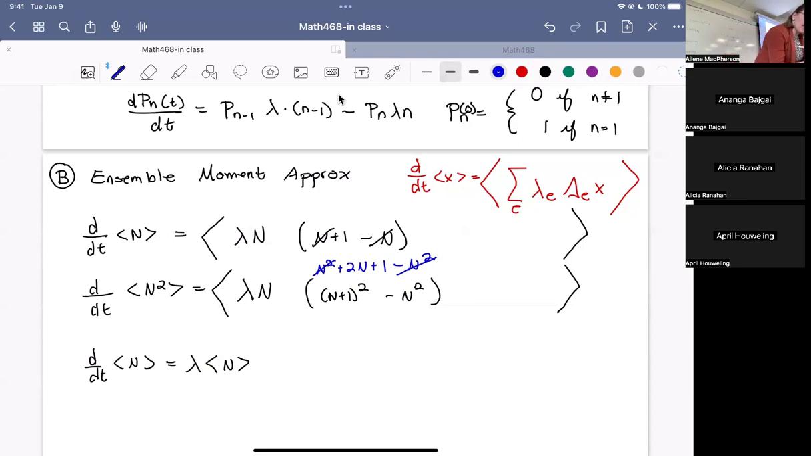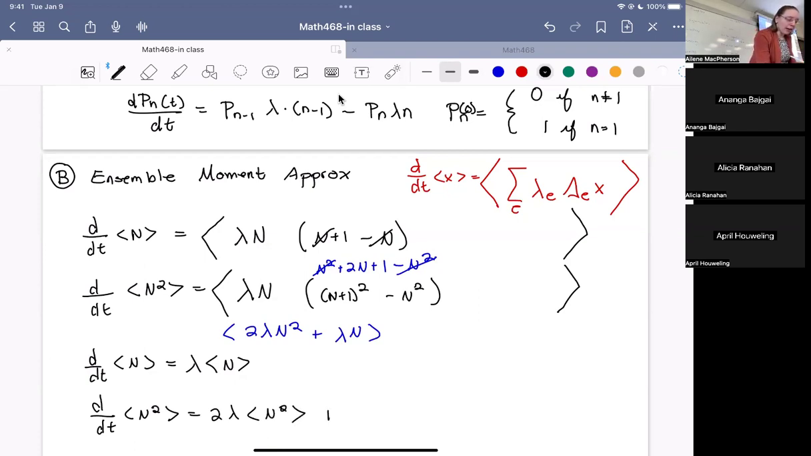And so I want to have the expectation of lambda n times 2n plus 1. Distributing that, we have 2 lambda n squared plus lambda n. This gives me the differential equation: d by dt of the expectation of n squared is equal to 2 lambda times the expectation of n squared, plus lambda times the expectation of n. You can always split up an expectation on the sum. You can always take out constants. And so you end up with this.